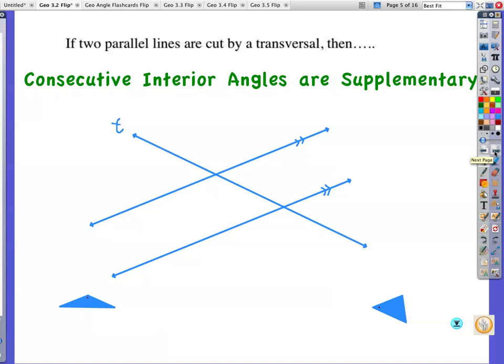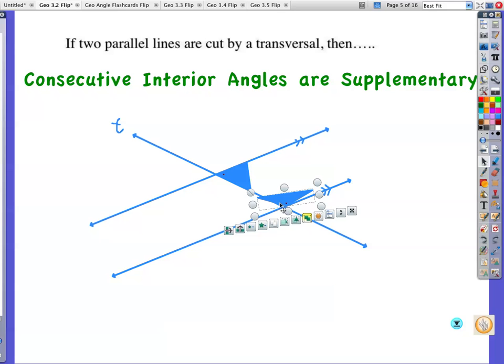And consecutive interior angles. They are not congruent. Notice what my green says up there. Consecutive interior angles are supplementary. Let's see what I mean by that. Supplementary means they add up to 180. I'm going to take this one over here, and I'm going to fit it in there just so. Let's see if I can get that to fit nicely. Oh my gosh, look at that.